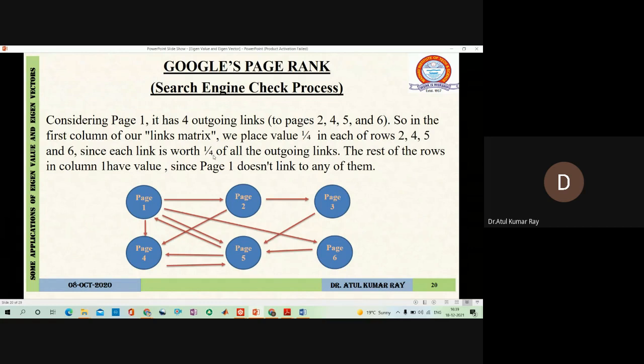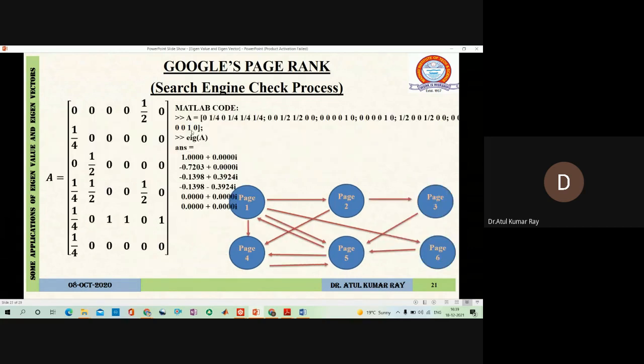So we will definitely make one matrix for this. Here you see there is a 6 cross 6 matrix, because we have 6 pages. We can have multiple pages also instead of 6, so it's just an example taken here. The first column corresponds to which pages page 1 is liking.